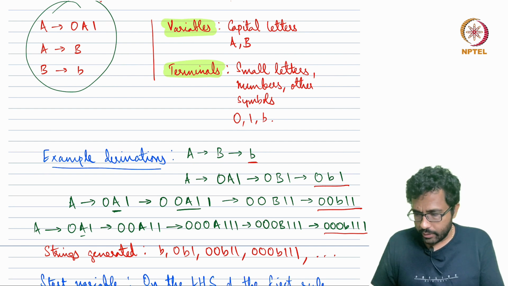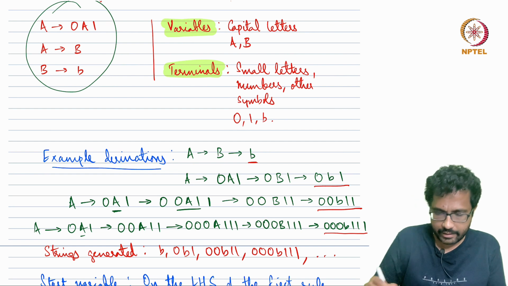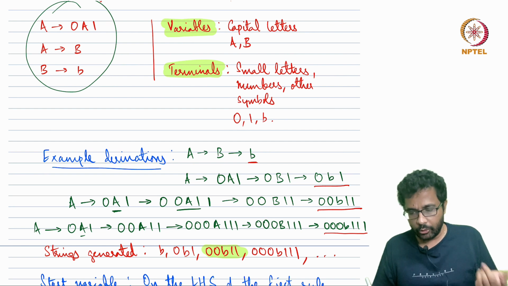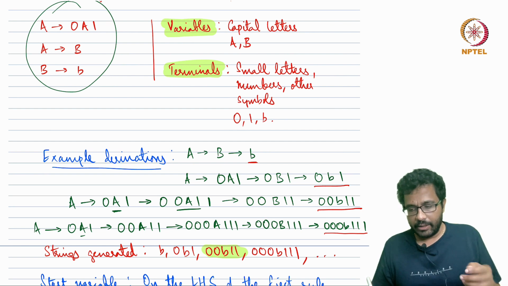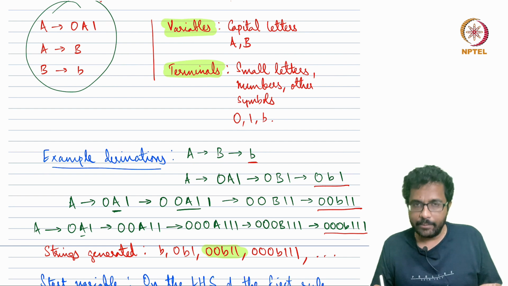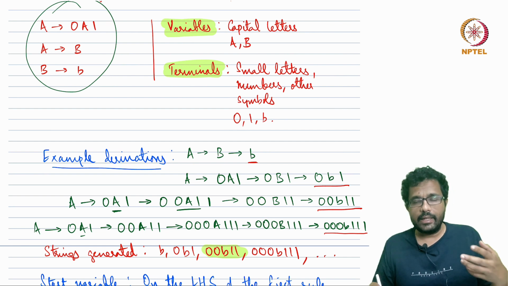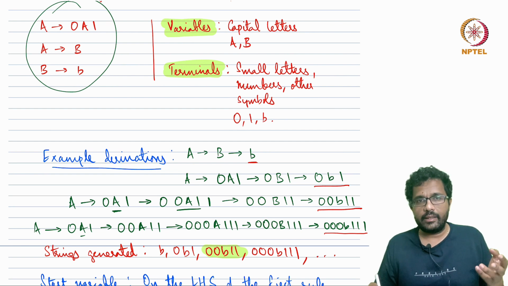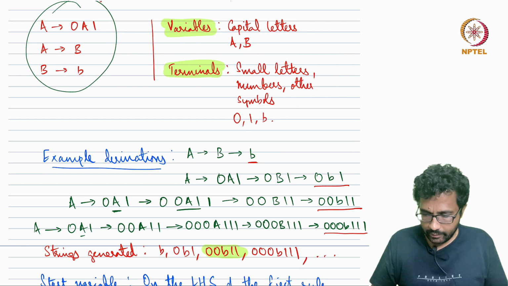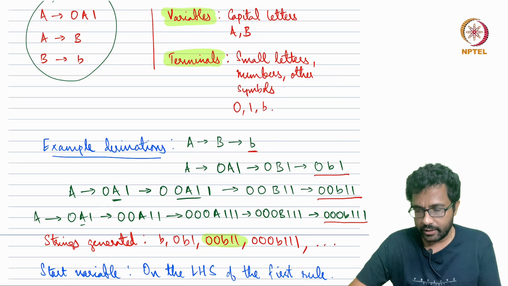Once we reach some string like 00B11, we cannot do any replacement. The terminals here, 0, B and 1, with 0 appearing twice and 1 appearing twice, cannot be replaced with something else. You can only replace a variable. In this case there are two variables, capital A and capital B, which can be replaced, but small b, 0 and 1 cannot be replaced. So even though I have not formally defined it, I hope the goal is now clear.